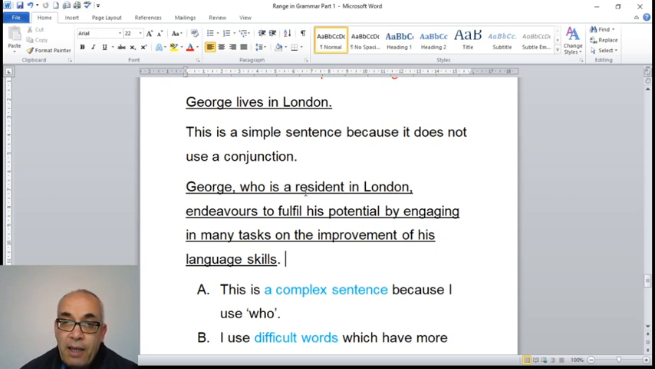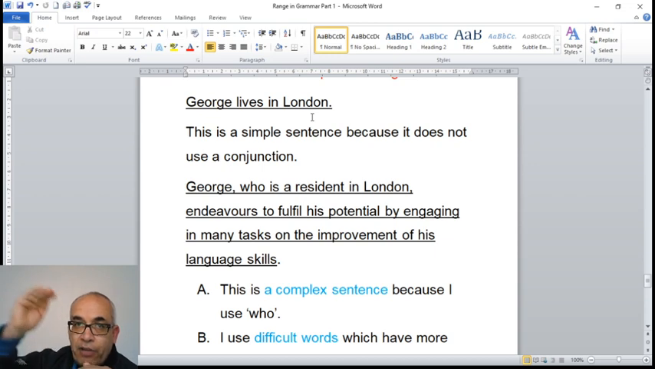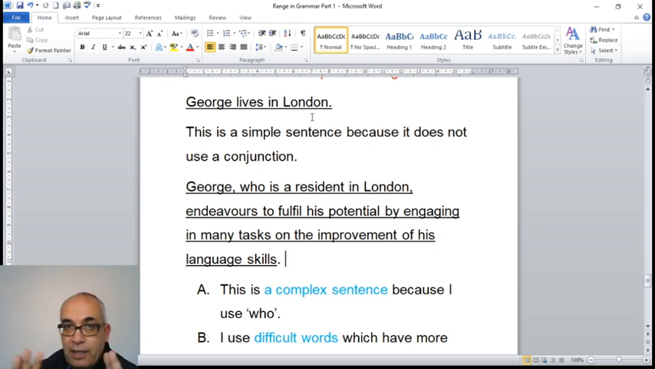So as you can see, George lives in London. This is an entry 1 sentence. Now the range, which means going up, up, up, up, this is a level 2 sentence. George, who is a resident in London, endeavors to fulfill his potential by engaging in many tasks on the improvement of his language skills. Now, I'm sorry I give you like a jump from entry 1 to level 2. I will show you more examples from entry 1 to entry 2 to entry 3 to level 1 and to level 2. As I said, be patient, and you are, I hope.